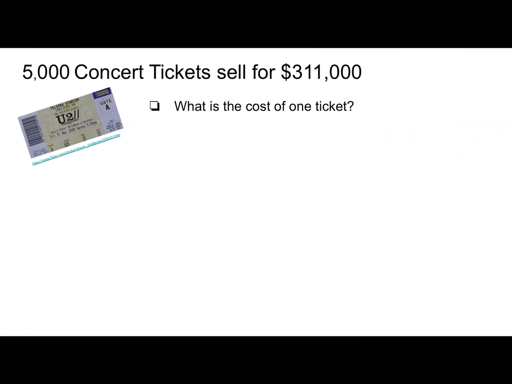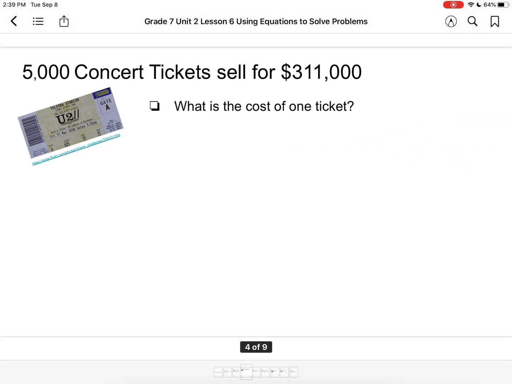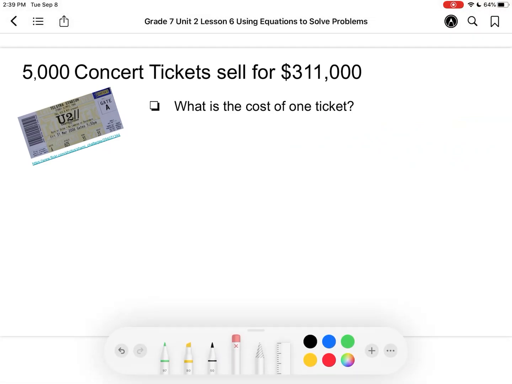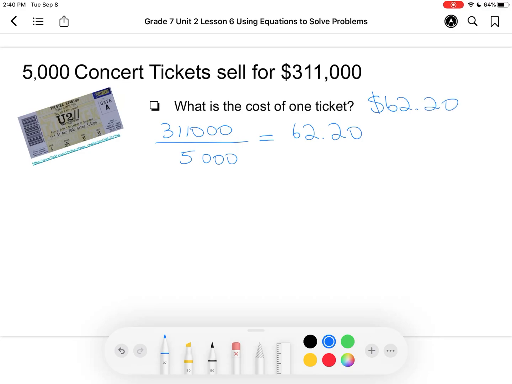Let's start with the cost of one ticket, which is the unit rate or the constant of proportionality. I can get that by dividing 311,000 by 5,000 and getting $62.20. So one ticket costs $62.20. And as I said earlier, this is the constant of proportionality.